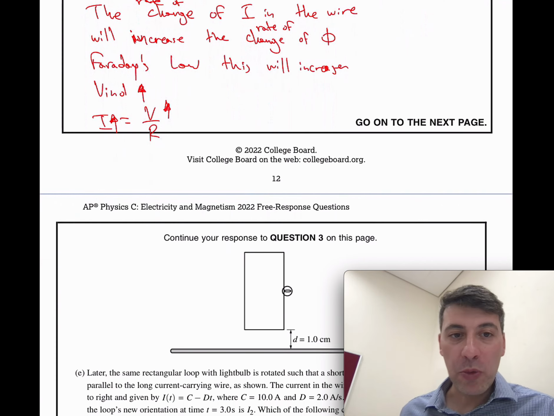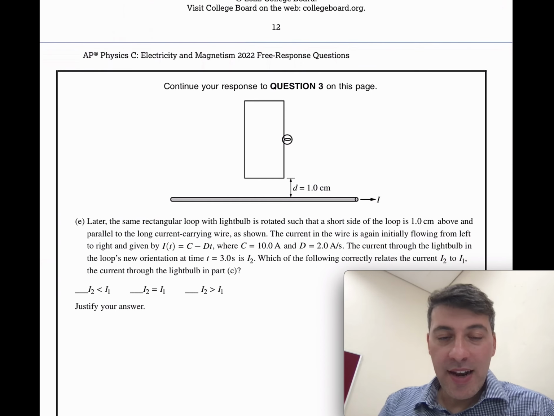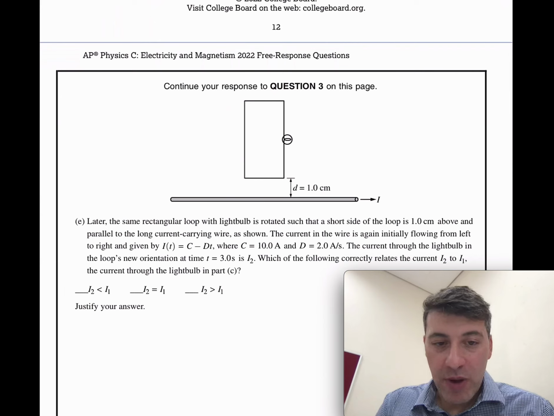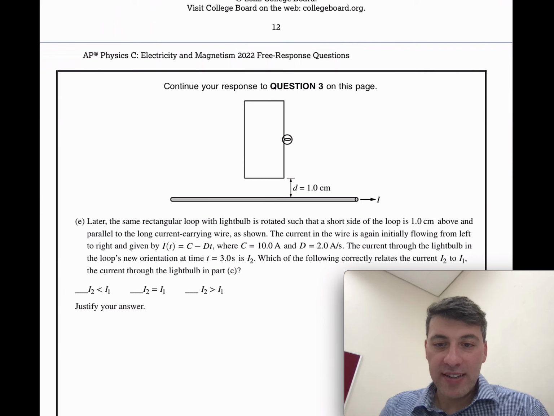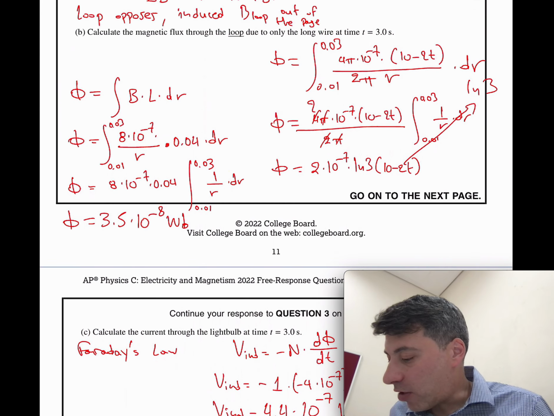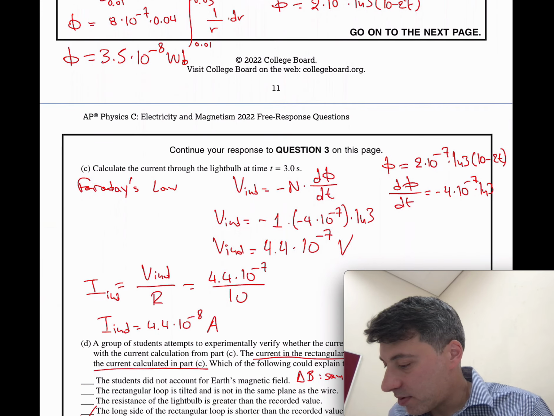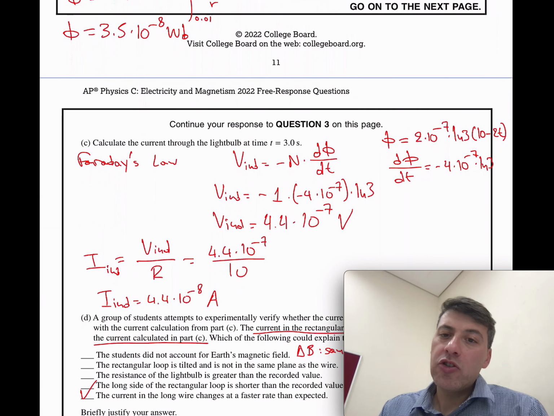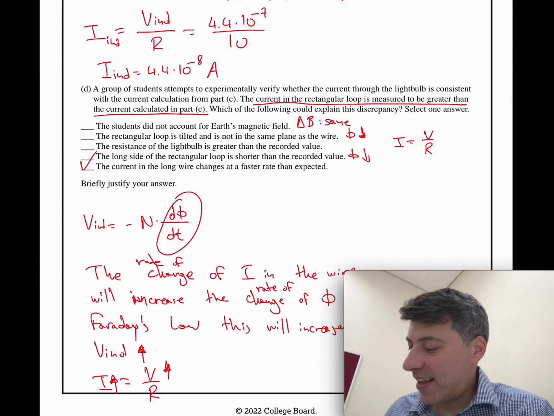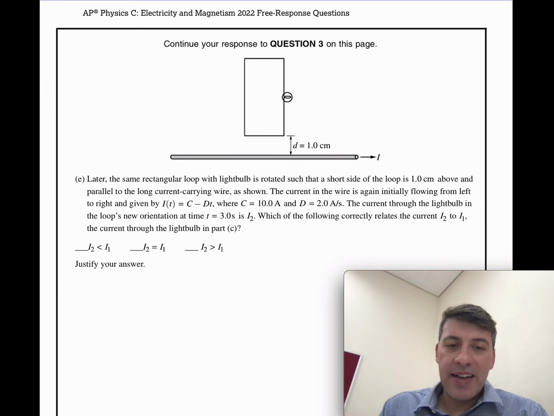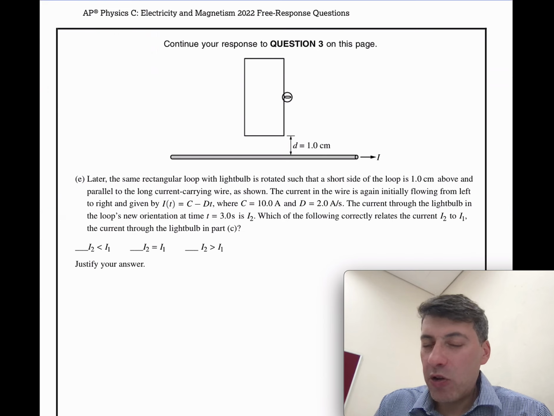Actually, no, we have one more part. Now we tilt the loop in this way, and we have the same rate of change of current, but we need to say something about the new induced current, if it's going to be more, less, or the same as the induced current before. We found the induced current before. I think the value in part B was 4.4 times 10 to the power of -8. So if necessary, we can apply the same calculations to find the value. However, this will take a little bit long, and we don't want that.